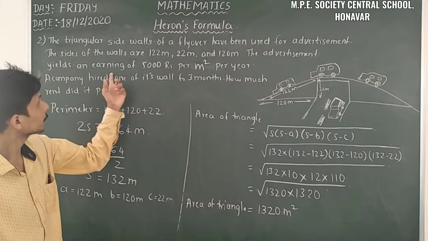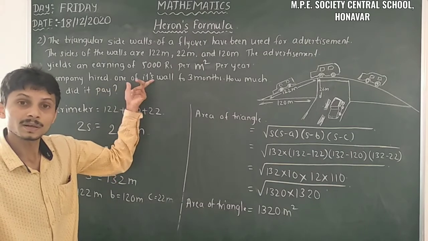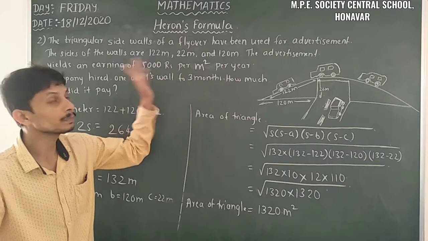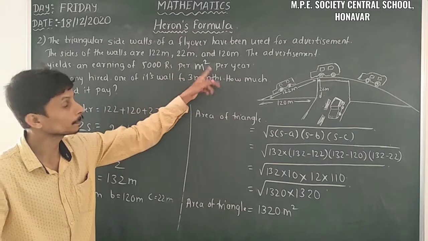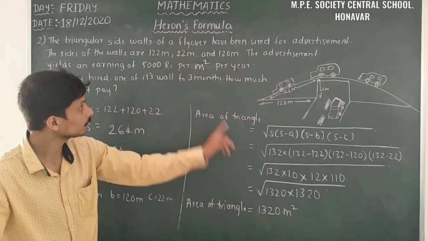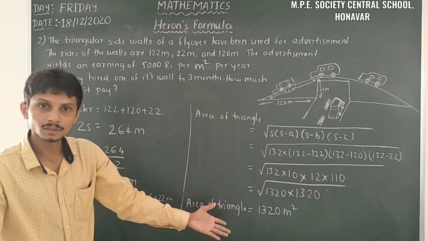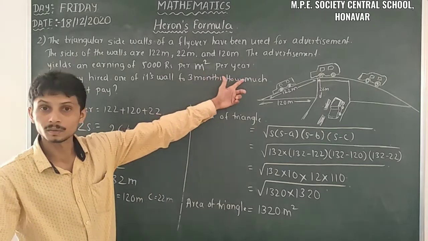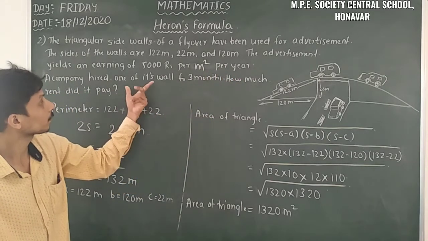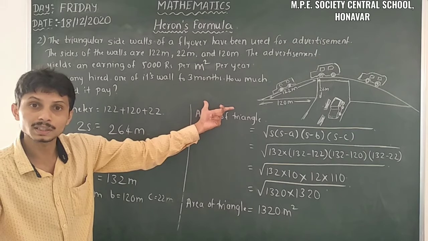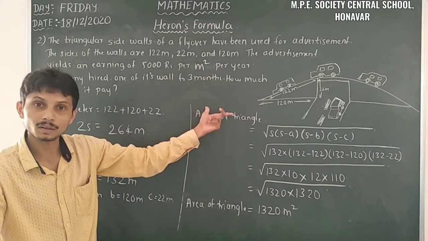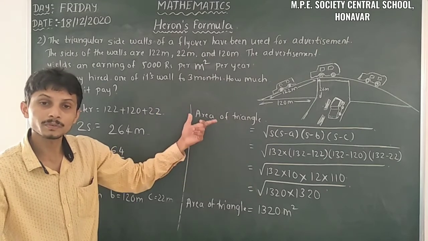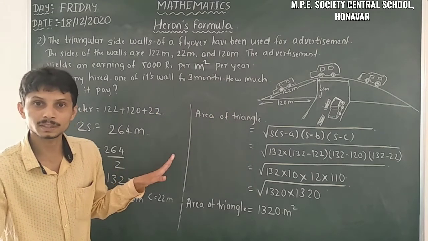But here just observe, a company has to pay for the triangular side wall. They have the earning of 5,000 rupees per meter square. 5,000 rupees per meter square per year it is. So that means we have to multiply 5,000, then we can get the value of total earning in a year. But the company has hired one of its walls for 3 months, only 3 months. So we have to find out the cost of this triangular park per meter square in 3 months.